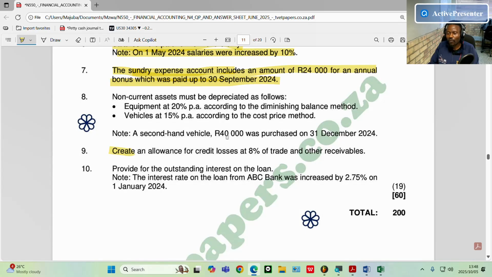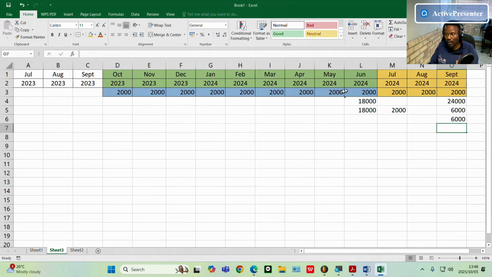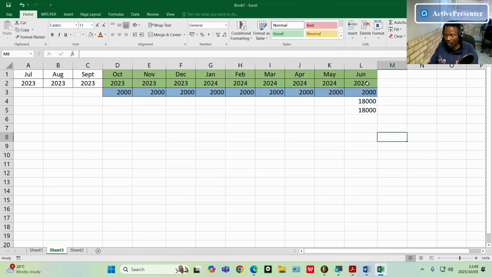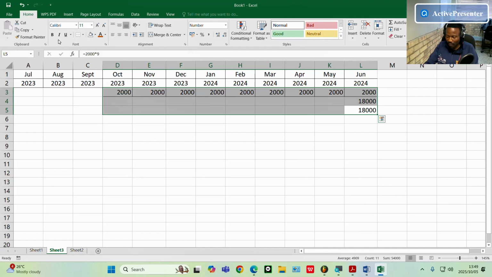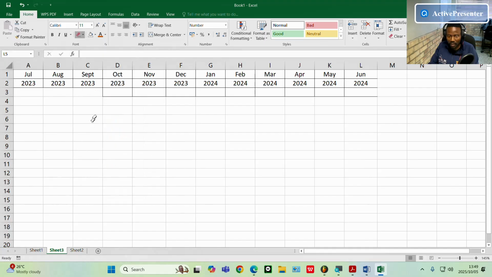So it says a second-hand vehicle, 40,000 was purchased on 31 December 2024. Okay, so let me just begin by calculating the depreciation for the equipment. I'll be doing it here on the side. Let me just bring back my timeline. I'll start by getting rid of all of this. It's no longer there. My timeline is still the same, but I need to get rid of this and all of that. Let me just use an eraser here.